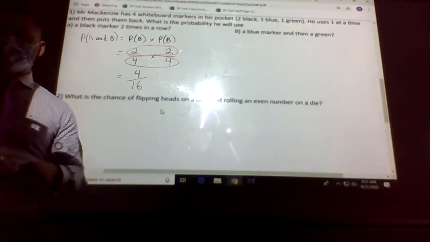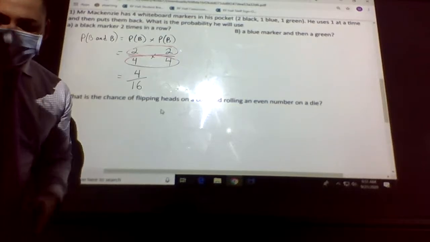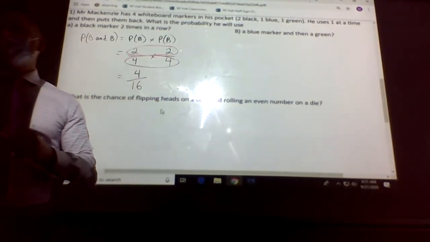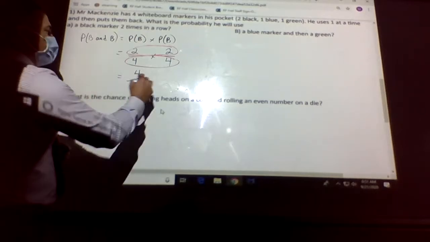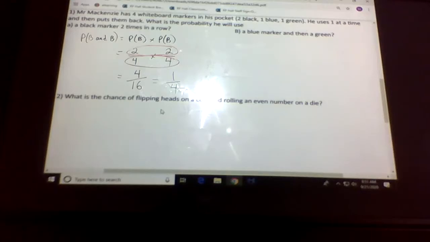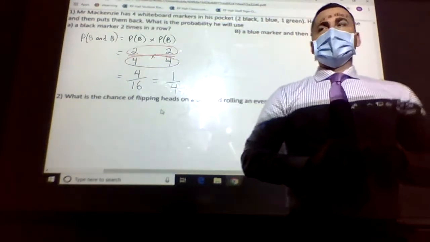Okay, and a reminder, there's the calculator button that reduces for you. Or if you just know, what is 4 over 16 reduced to? 1 over 4. So we divide each one by 4, and you get 1 over 4. And then that would be your answer.